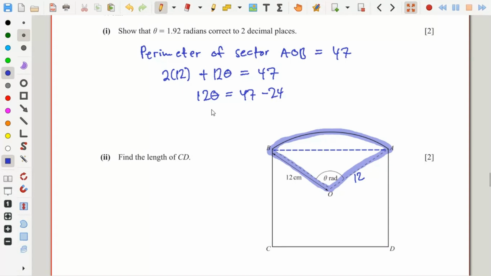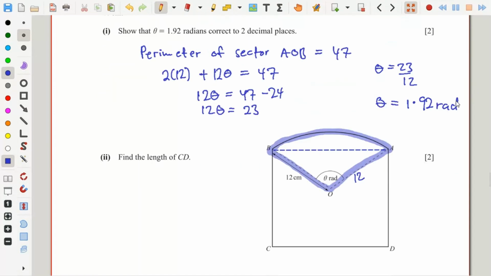Okay. So if you subtract, you're going to get what? 23, right? So theta is equal to 23 on 12, which is the same as 1.92 radians, if you correct your answer to two decimal places. Okay, so I'm done with the first one.